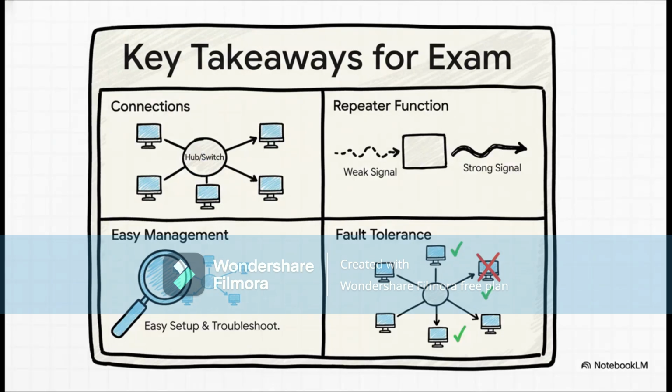Look, if your brain is full and you can only remember a few things, make it these 4 points for your exam. Number 1, every device connects to a central hub or switch. Number 2, that switch acts as a repeater, boosting the signal. Number 3, it's easy to set up and fix problems. And number 4, the absolute key takeaway, if one device fails, the rest of the network is perfectly fine. That's fault tolerance. Remember that term.